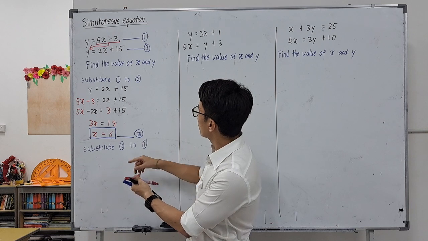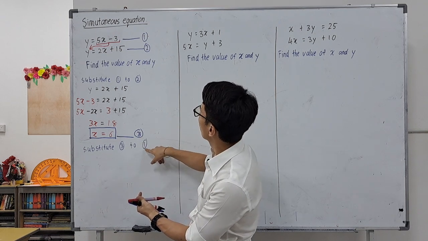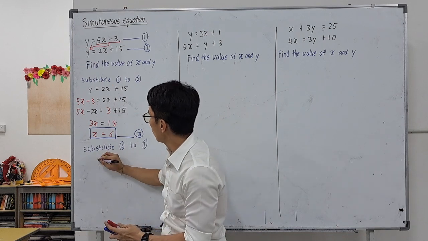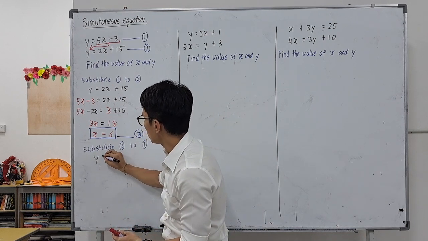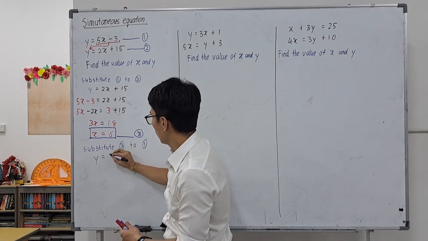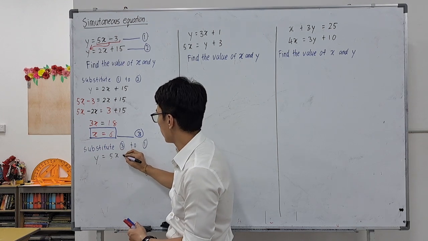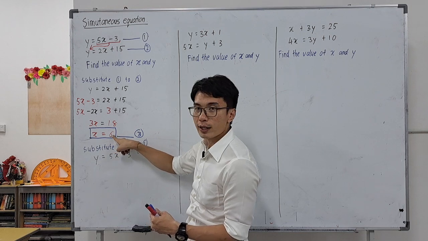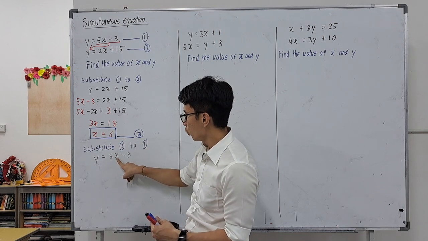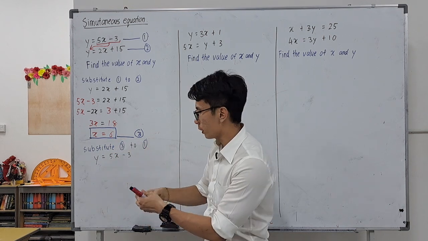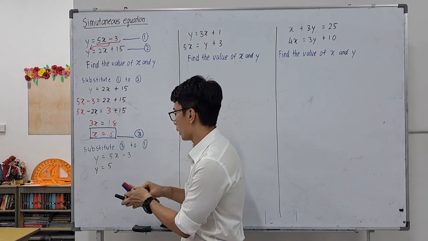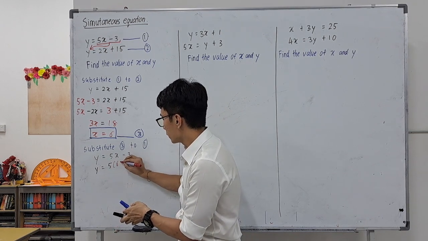So if I substitute equation 3 into equation 1, my equation 1 is originally this, so that's what I'm going to write. That's y equals 5x minus 3. Okay? Since I know the value of x, which is 6, this x over here will become 6 right now. So y equals 5 times 6.